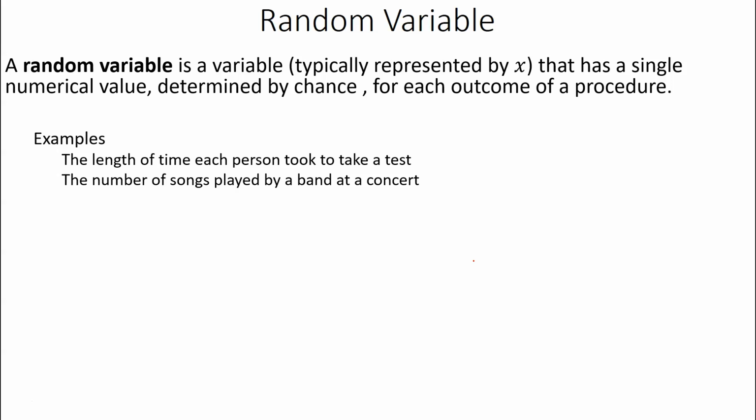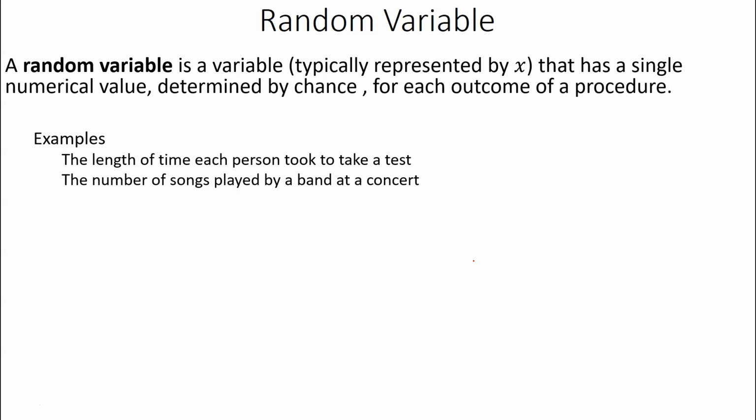For example, the length of time it takes a person to finish a test. They got short ones, they got ones that take a long time, and so a specific person would have X amount of time that they took to take the test, but it's determined by the chance of how long that particular person takes to finish tests.